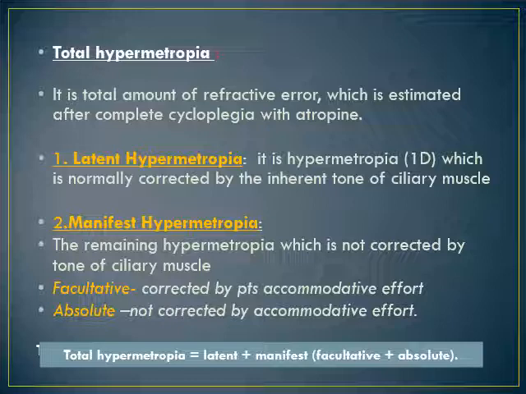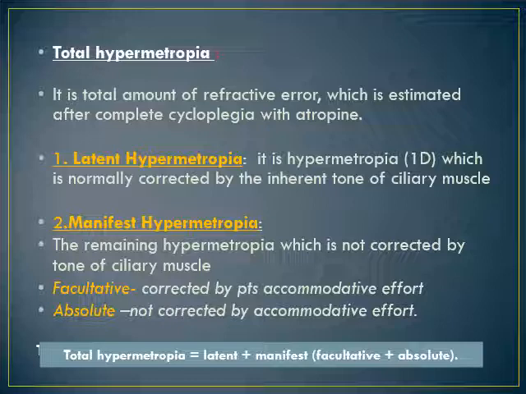So what is latent? It is hypermetropia of about one diopter which is normally corrected by the inherent tone of the ciliary muscle. And what is manifest? That is the remaining hypermetropia which is not corrected by the tone of the ciliary muscle, which includes facultative and absolute. Facultative means it is corrected by the accommodative effect. Latent is the inherent tone, and facultative is the active accommodation effort which corrects the facultative hypermetropia. Then absolute cannot be corrected by the accommodative effort.